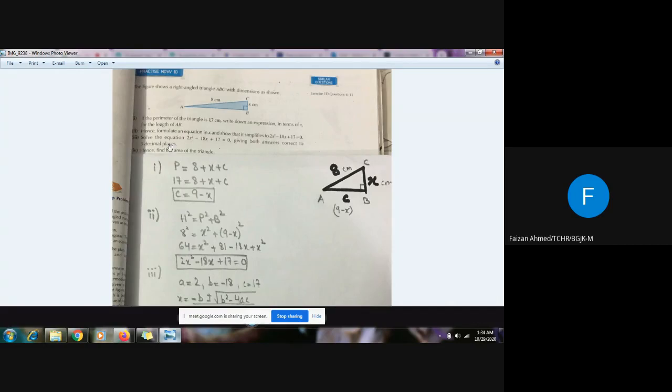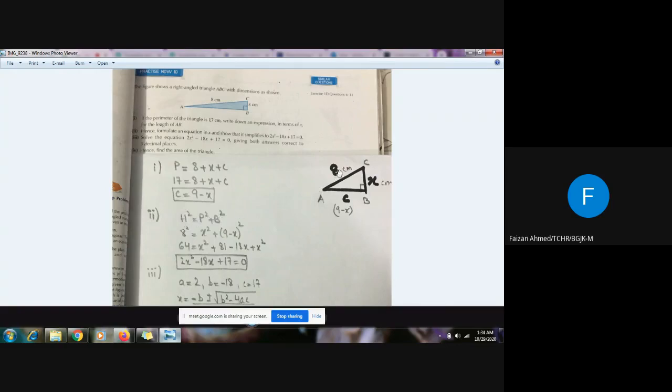And the second part is that we have to formulate an equation in x, and the equation has been given to us, which will be simplified as 2x square minus 18x plus 17 equals 0. I have to form this equation, and since I know that it is a right angle triangle, I can make use of the Pythagoras theorem.